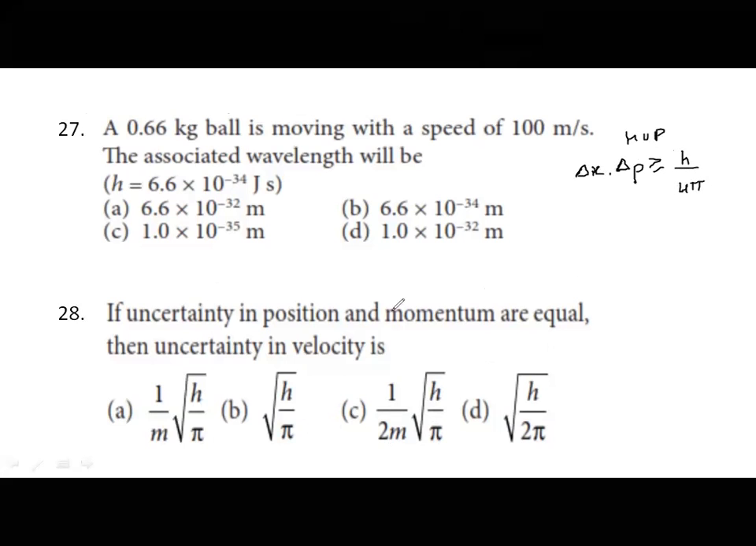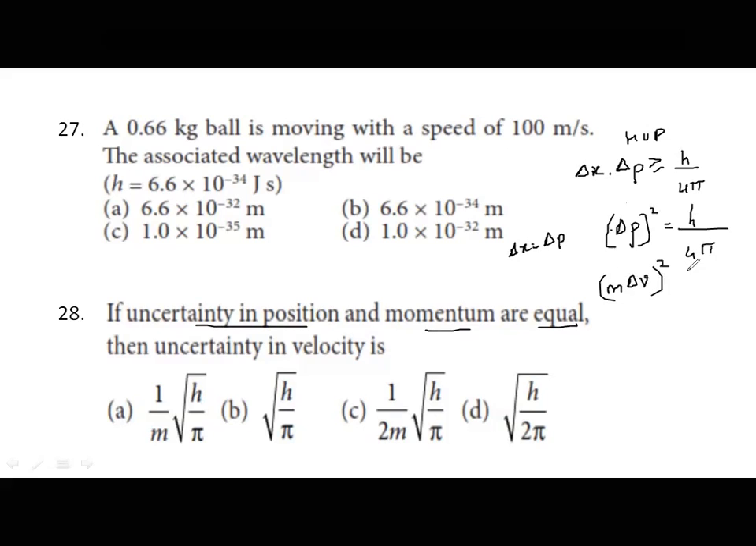Since according to the question, the uncertainty in position and momentum are equal, delta x is equal to delta p. Therefore, I can write it as delta p into delta p, or delta p the whole square, and that is equal to h by 4 pi. Equal also I can keep. What is delta p? m delta v, the whole square is equal to h by 4 pi.